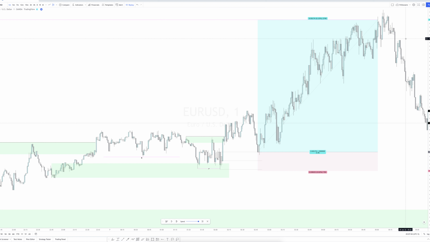So that was the entry, that was the stop loss. Okay, we just simply rounded up, half number. And now let's talk about the take profit.